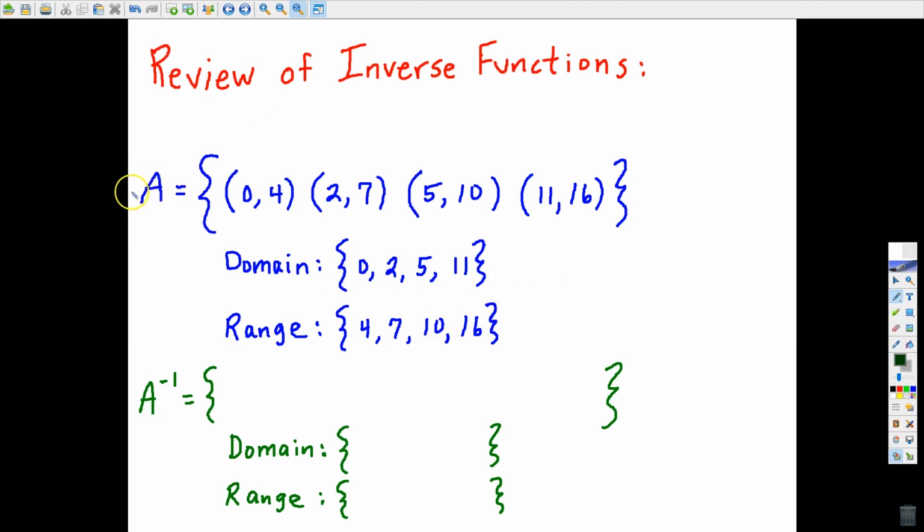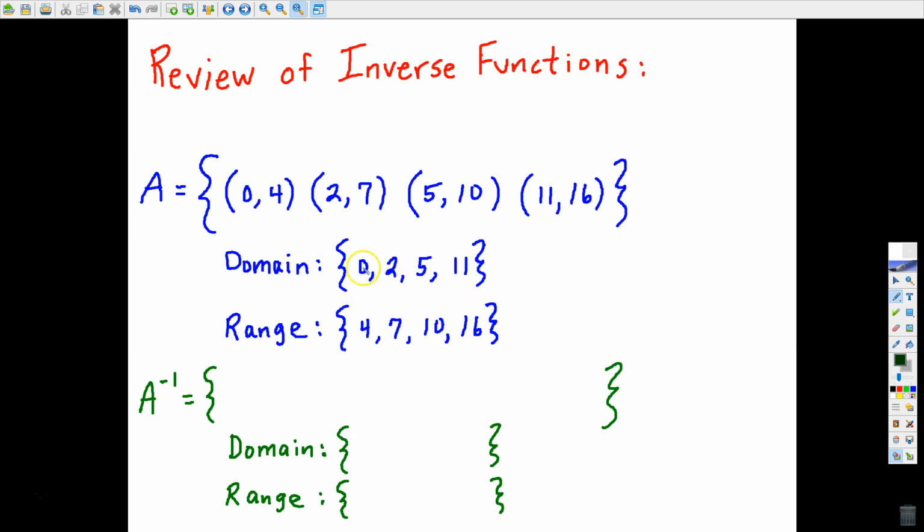Here I have a function identified as A. It's just a real simple set of ordered pairs. I know it's a function because there are no repeats in the domain, x values. We could go one step further and call this a one-to-one function because not only do I not have any repeats in the domain, that identifies it as a function, but I also have unique ranges. Every unique domain number has its own range number, so there is truly a one-to-one pairing, and we call this a one-to-one function.